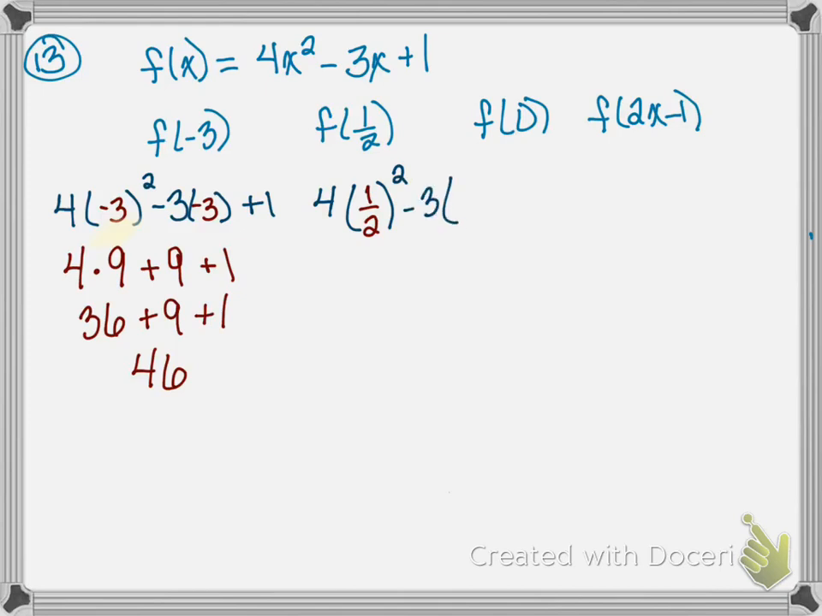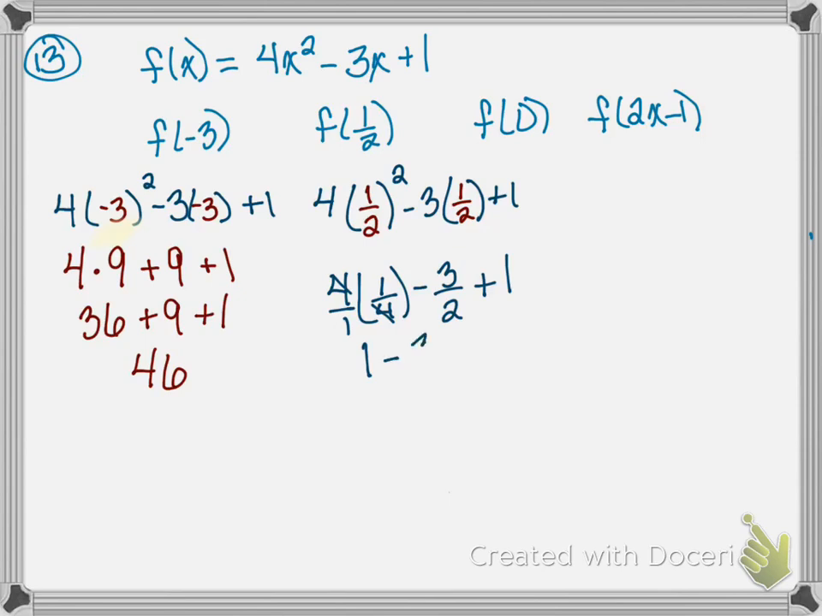Minus 3 times 1/2 plus 1. Okay, so I've got to deal with my squares, my exponents first. So I have 1/2 raised to the second power. That becomes 1/4. Then I've got negative 3 times 1/2, so that's going to be 3/2 plus 1. Now, 4/1 and 1/4, that simplifies to 1.